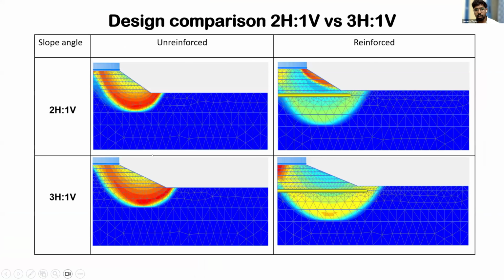But in the soft soil, we use geocells. Why? Because geocells have more tensile strength compared to geogrids. So this is the failure surface with and without reinforcements. As you can see, with geocells, the failure surface was drastically reduced.